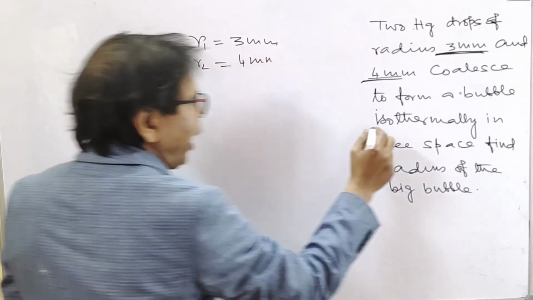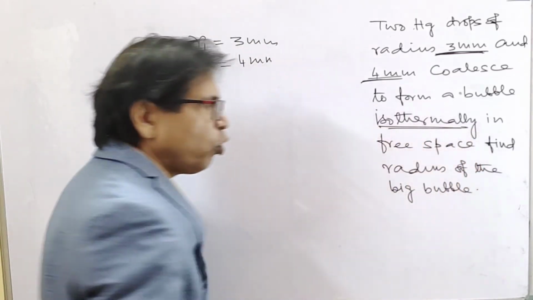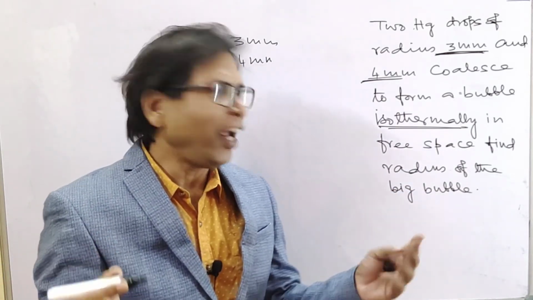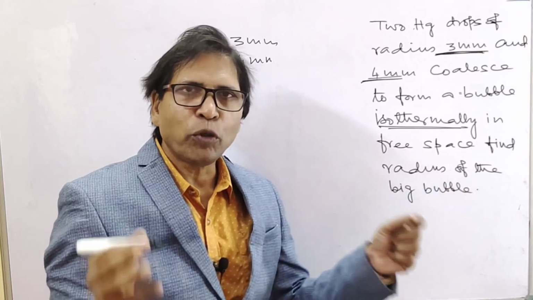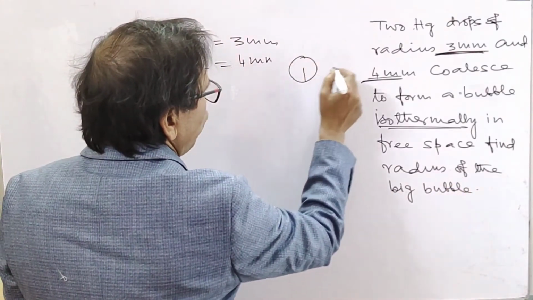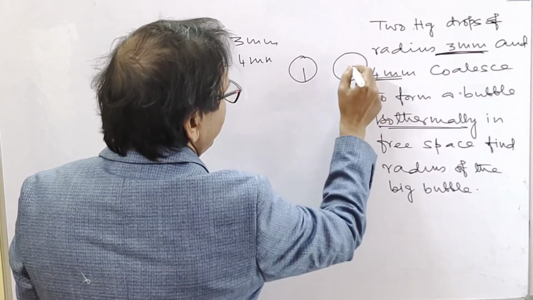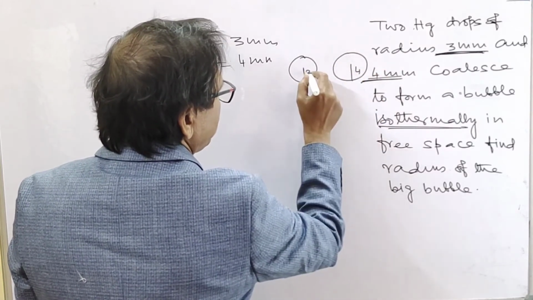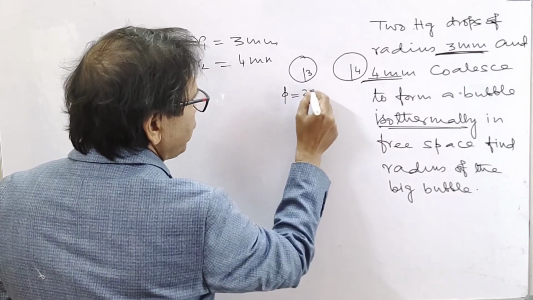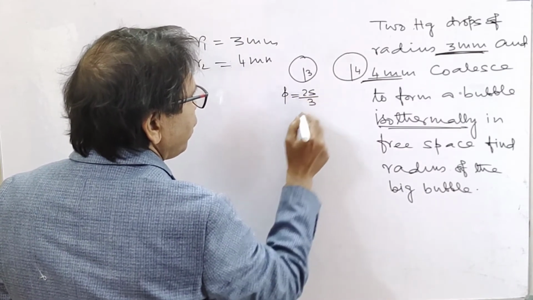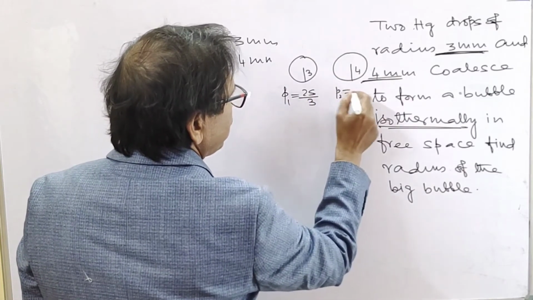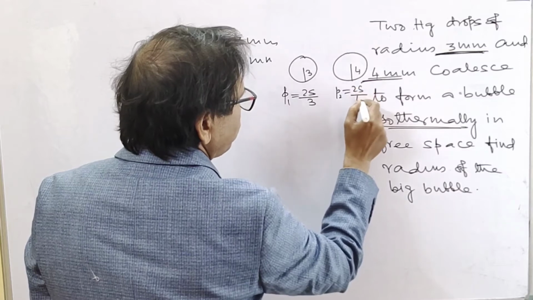Look at this, this is an isothermal process. So the product of pressure into volume is constant and it is in free space. The pressure of this bubble is only the excess pressure. This one is 4 mm, this one is 3 mm. Now the pressure in it is 2s by 3. The pressure in it, P1, is only the excess pressure, 2s by 4.